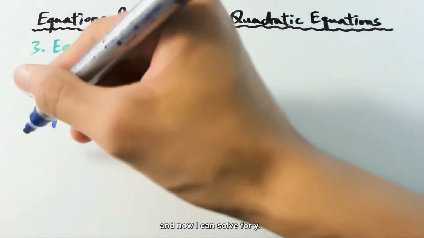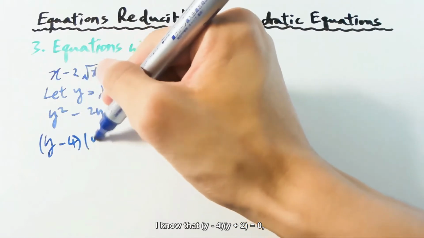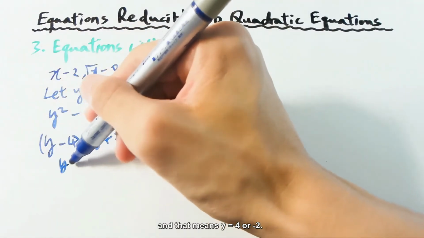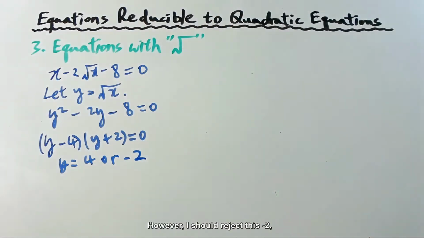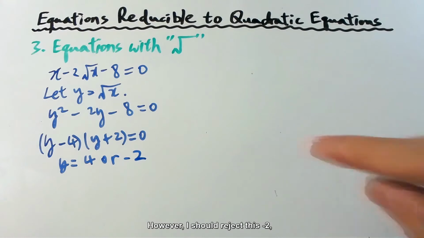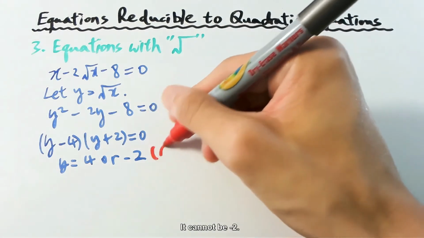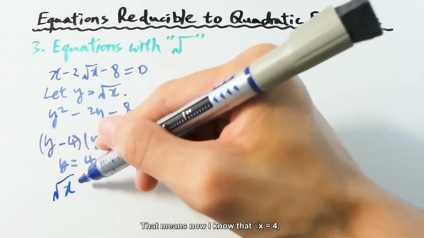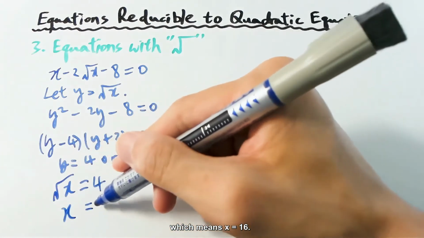And now I can solve for y. I know that y minus 4 times y plus 2 is equal to 0. That means y is equal to 4 or minus 2. However, I should reject this minus 2 because root x is always positive. It cannot be minus 2. That means now I know that root x is equal to 4, which means x is equal to 16.